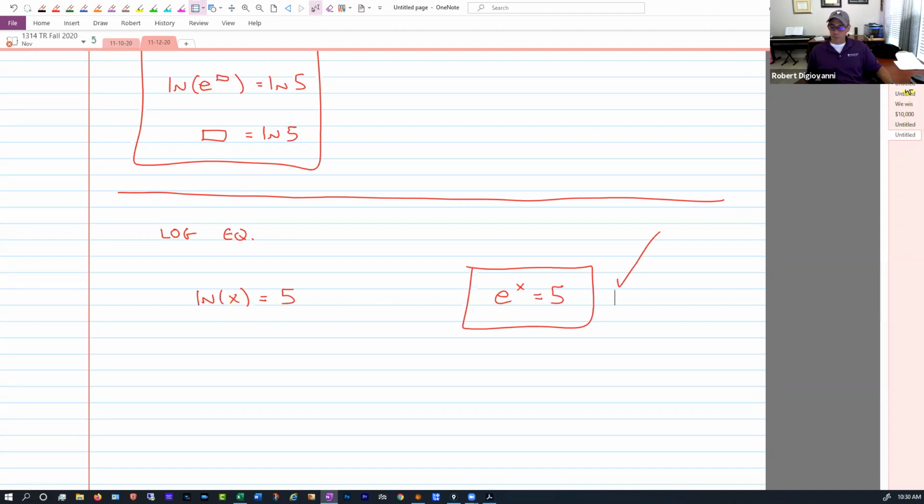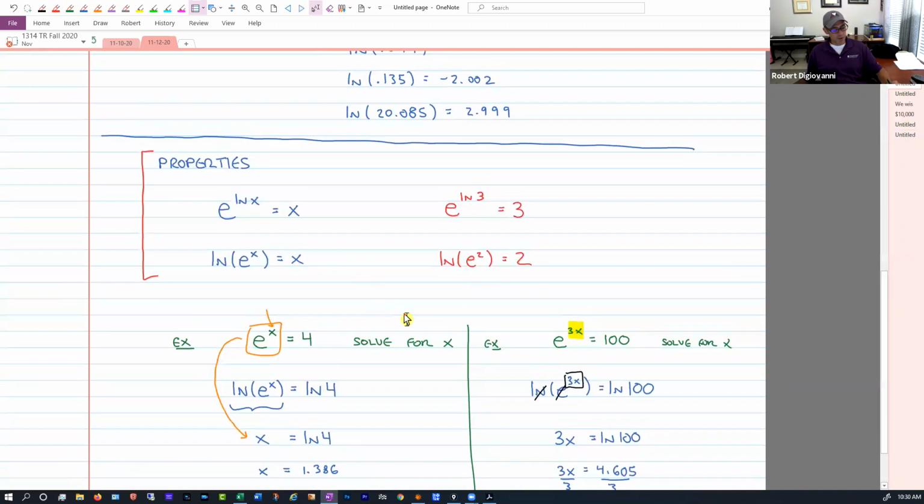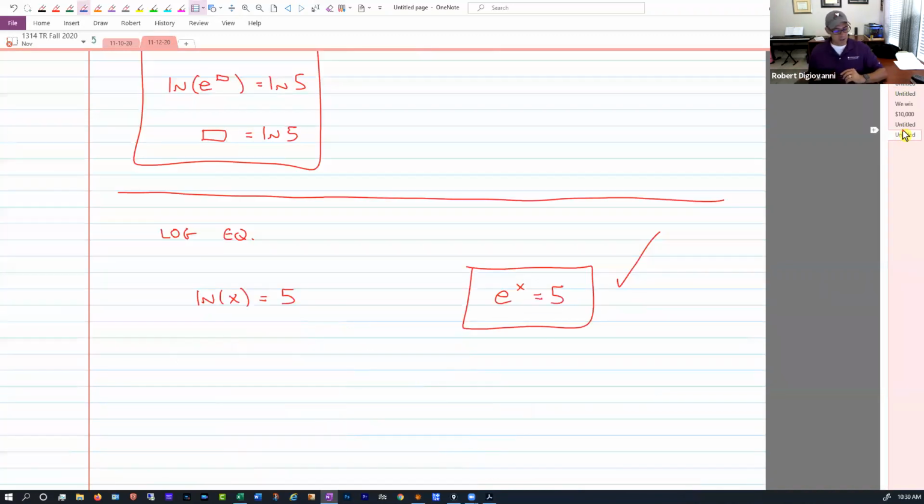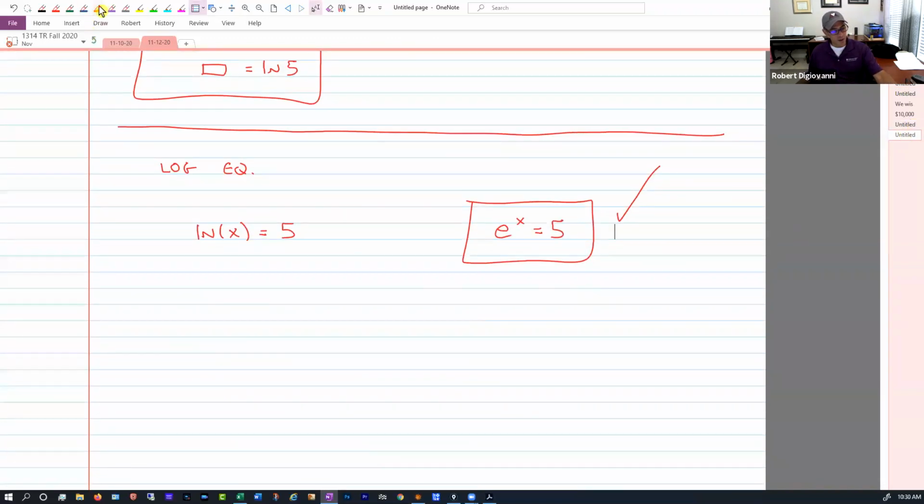I'm going to go back to these properties I gave you. Remember these properties? Right here. We've been using this one because we've been doing the natural log on both sides. Now we're going to use this one. This one says that if you put e together with the natural log, they kill each other off and you get just the x. So if I go back to this equation, we are going to do e on both sides, but watch the way I do it. I'm going to raise e to the natural log of x, and on the other side, I'm going to raise e to the 5.